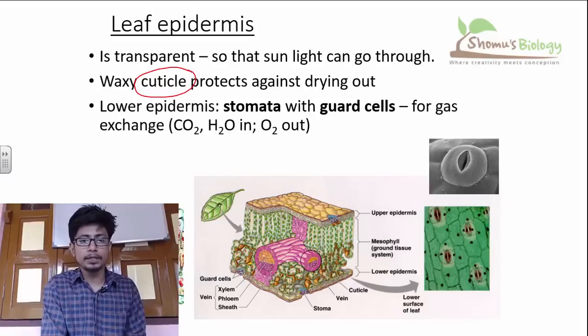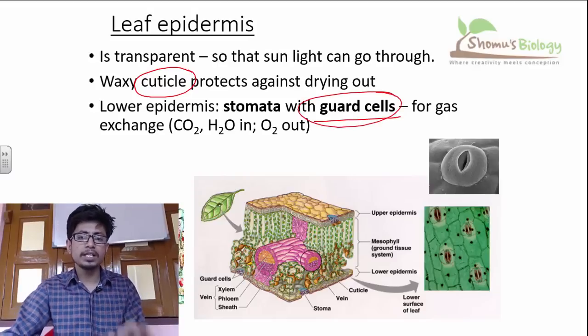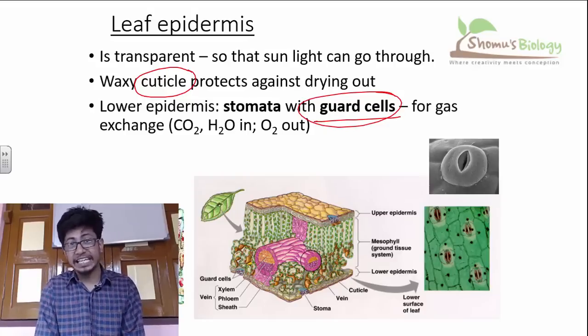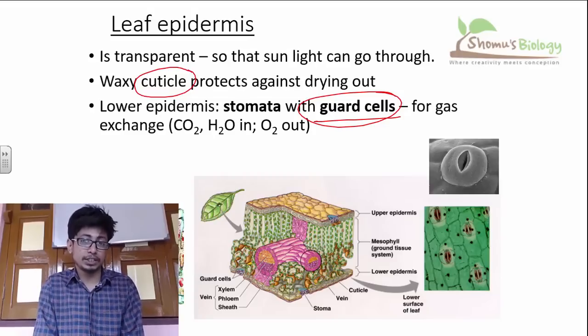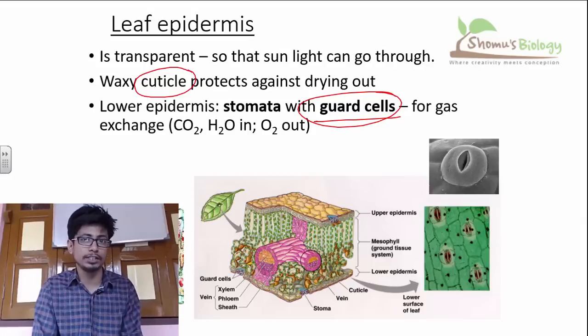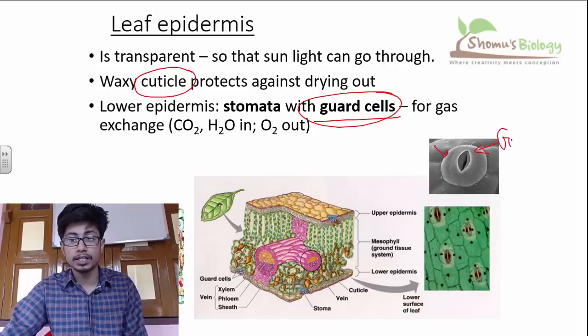While the lower epidermis has stomata with guard cells. Stomata are small pores through which the plant takes up water, and also takes in carbon dioxide and lets oxygen out. Okay, so this is how they are involved in the stomata. It's a very important thing to take up the raw materials for photosynthesis. You see, the stomata is the opening, and it is closed by two different cells. We call them guard cells.